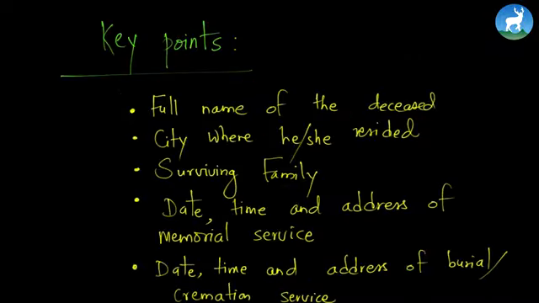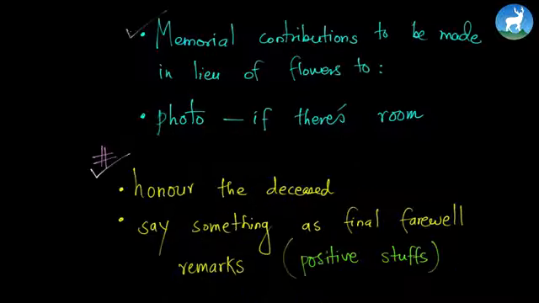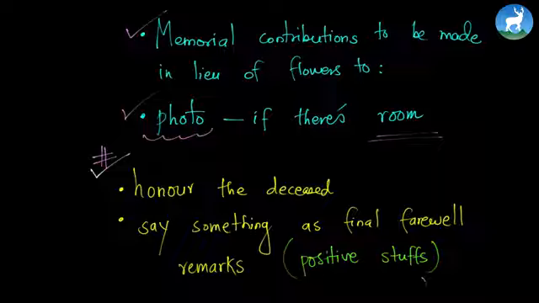Right? So these are the key points: full name, city, surviving family, date, time, address of memorial service, date, time, and address of burial or cremation. If he or she is Christian, they will be buried; otherwise cremated. So write about that. Finally, include some details about memorial services, and a photo if there's room. Correct. Now let's see some examples.